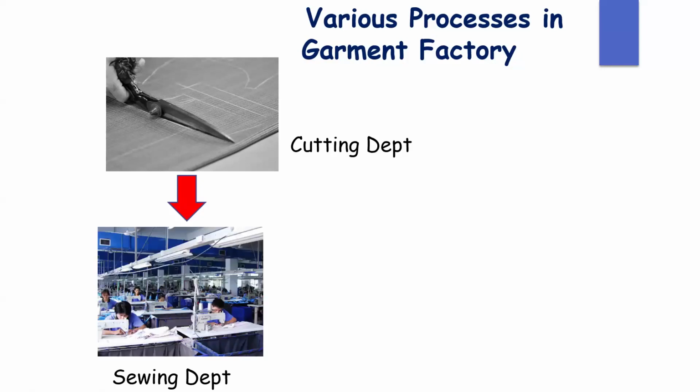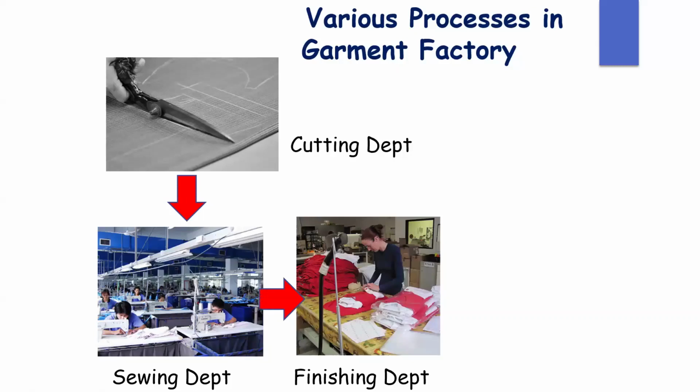Now, let's see the various processes in a garment factory. Once we receive or order fabrics, the first step is to send them to the cutting department. Once the fabric is cut, the output of that department is sent to the sewing department to sew the fabric. After sewing is complete, they will send it to the finishing department.